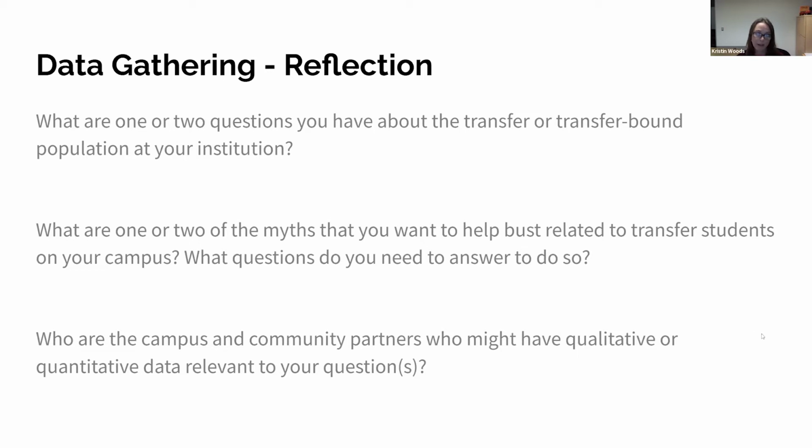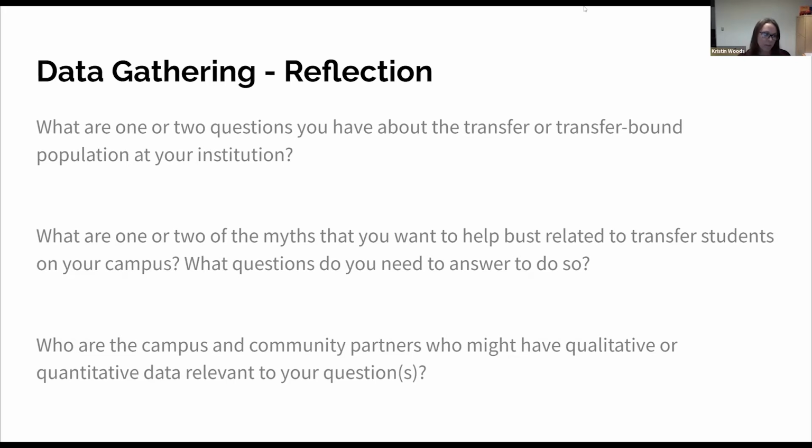So we'll jump to the next slide and just take a moment here, if you have a minute, to reflect on and write down your thoughts on the questions that we've just talked through. I have 3 listed here on the screen. First, what are 1 or 2 questions that you have about the transfer or transfer-bound population at your institution? Second, what are 1 or 2 of the myths that you have noticed on your campus and you want to bust related to transfer students? And what questions are those associated with? And then finally, who are the campus and community partners who might have qualitative or quantitative data relevant to your questions?